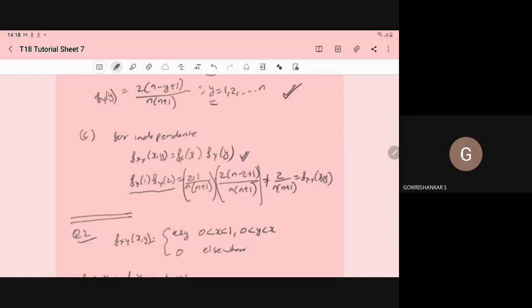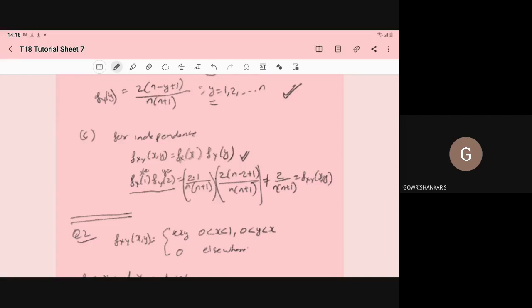Here we compute for x is equal to 1 and y is equal to 2. For any particular value we are checking. If you find any point where the condition is violated, then you can say they are not following the required condition.